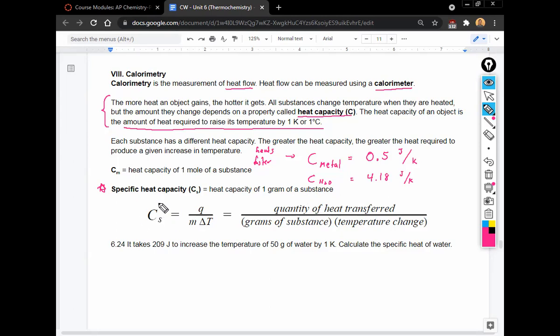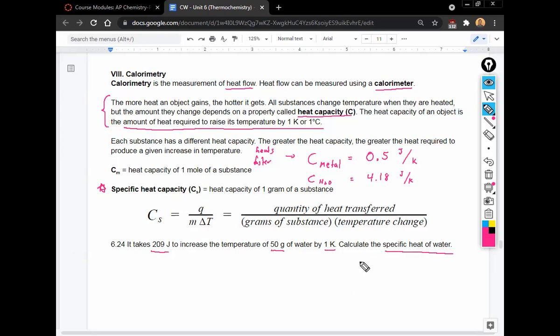So like we said, Cs, that's the specific heat capacity. It's going to equal the amount of heat that is transferred, q, divided by the mass of the substance times delta T, and delta is change, so the change in temperature. Okay, so we're going to use this formula to answer this problem. It says it takes 209 joules to increase the temperature of 50 grams of water by 1 Kelvin. We're going to calculate the specific heat of water.